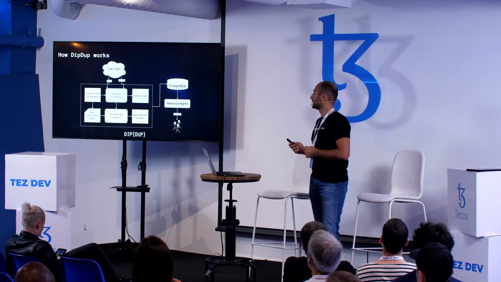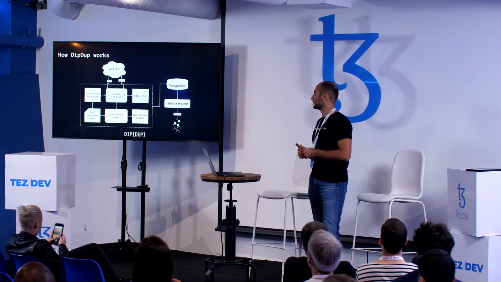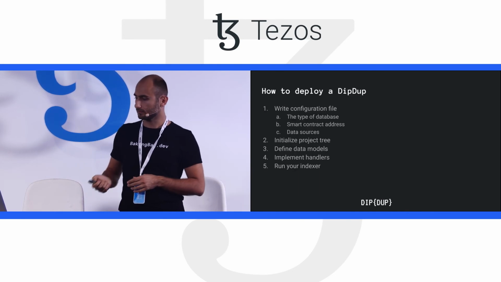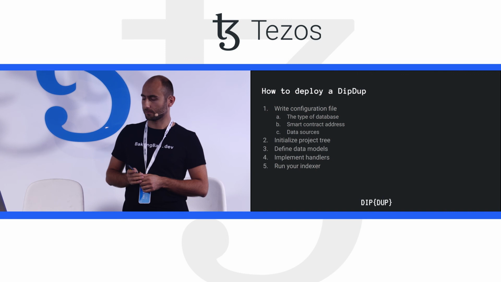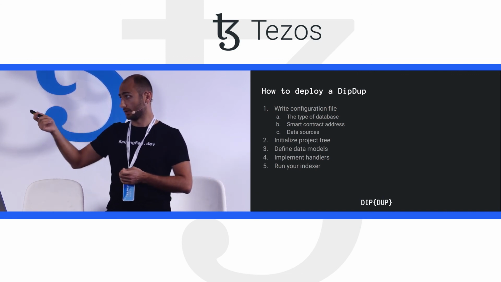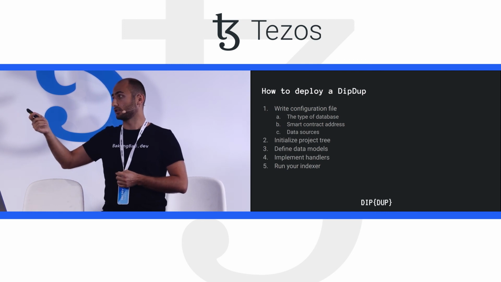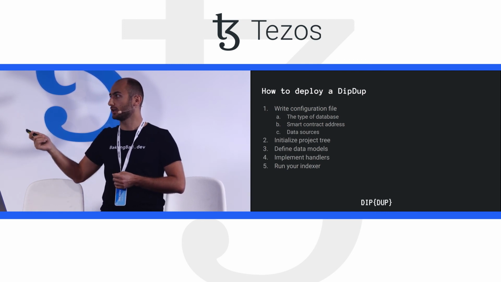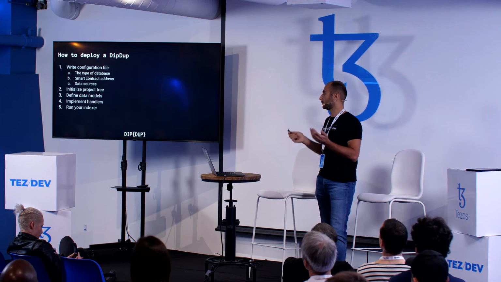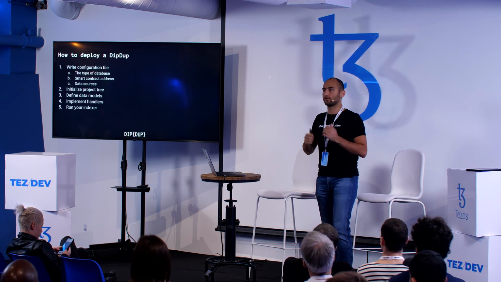You also can choose a TimescaleDB database, and then you get a generated Hasura Engine GraphQL API, and you just use it. So this is generally what I described right now. You write a configuration file, initialize the project, define data models, implement handlers, and run your indexer. And it works, stores in the database all the information in the format that you need, and generates the API for you.